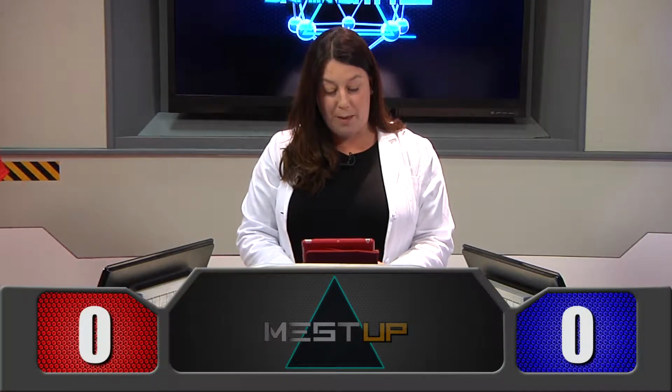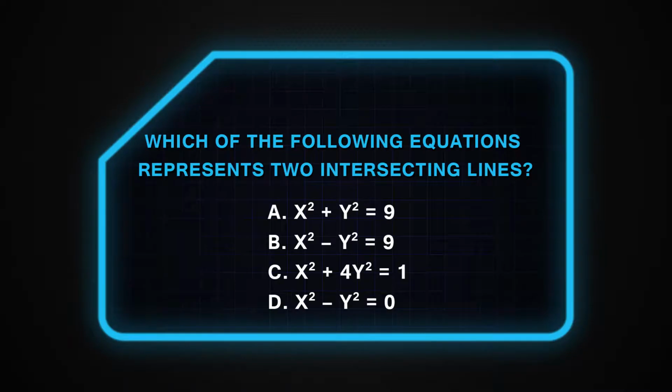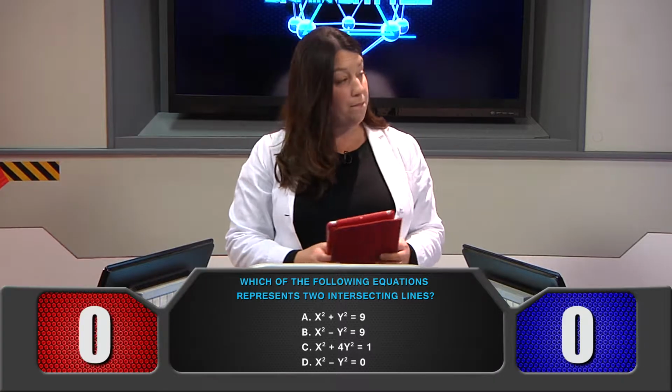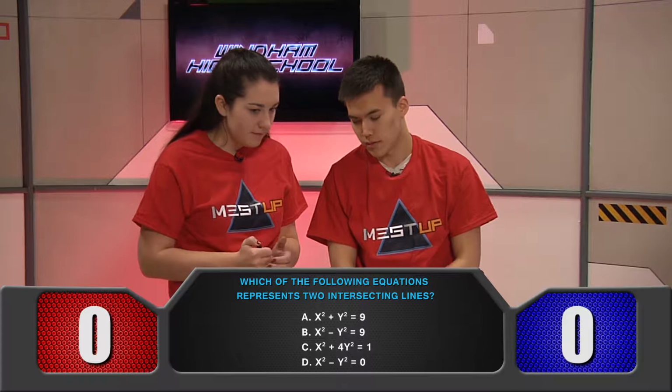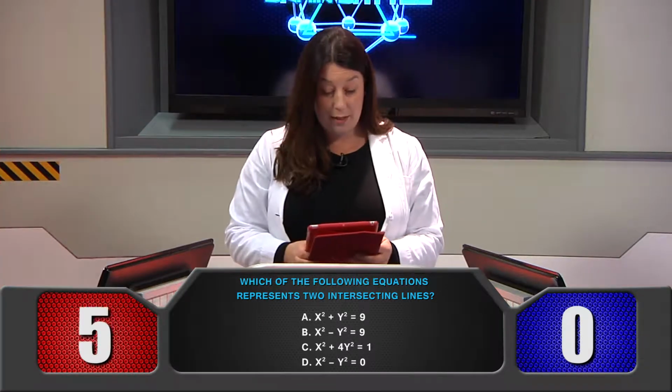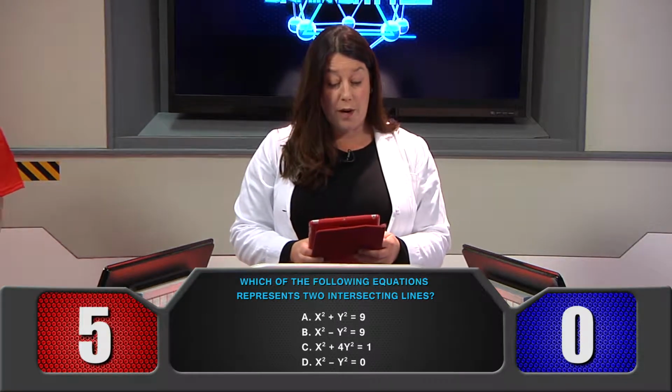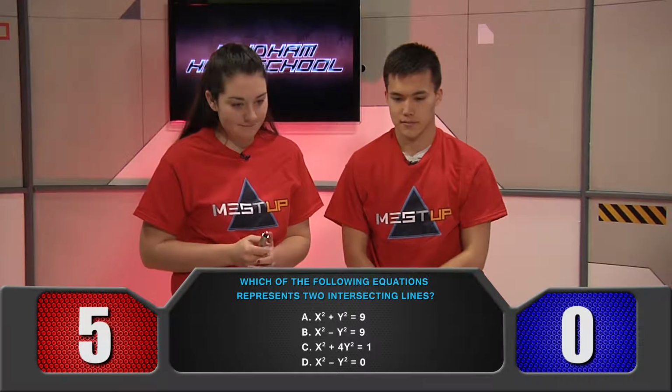First question of the brain battle, and remember, please wait until I finish asking the question to buzz in. Which of the following equations represents two intersecting lines? Blue team. A. Incorrect. D. D is correct. X squared minus y squared equals 0.